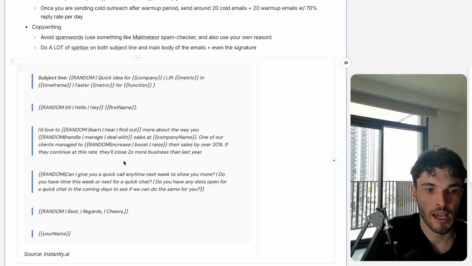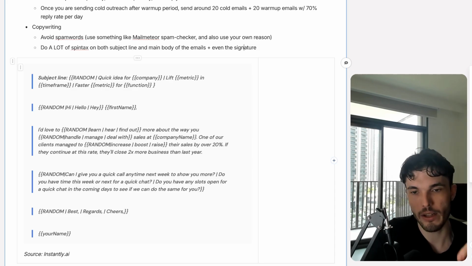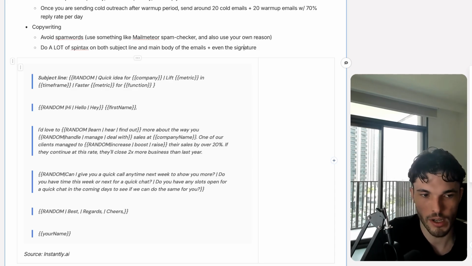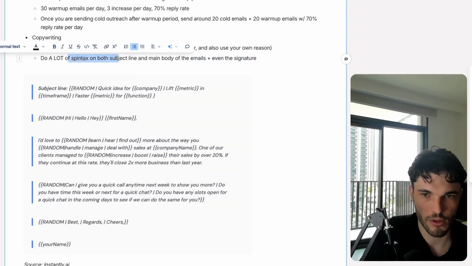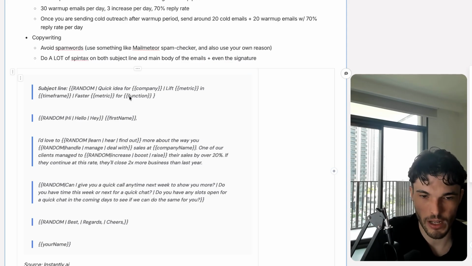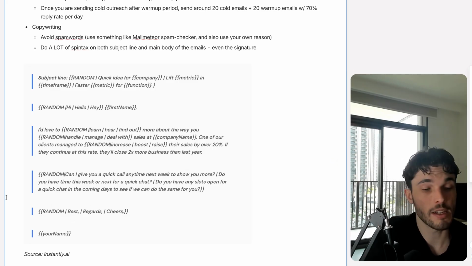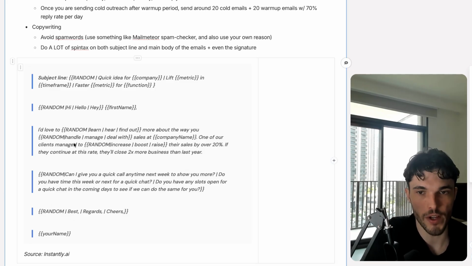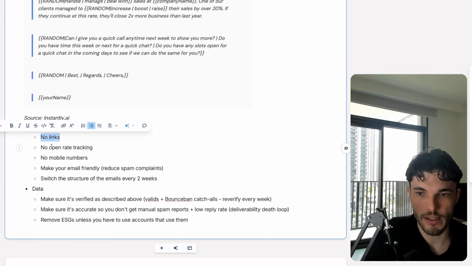There's a built-in spam word and spin tags creator on Instantly that you can use, but you can also very easily prompt Claude to do this for you. So it's really not that difficult, but it's going to make a huge difference. The more spin tags, the better, so the more variations you can include, the better. Remember to do this in the subject line as well as the main body and the signature, because this is going to generate completely unique emails every single time, and it's going to help you quite a lot. Also, you want to include no links in the emails.